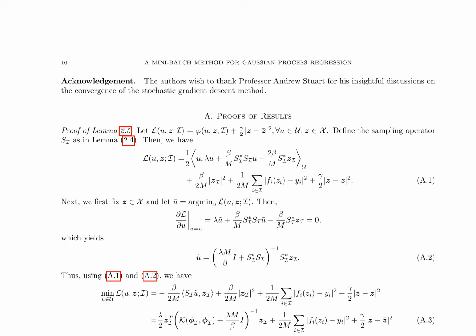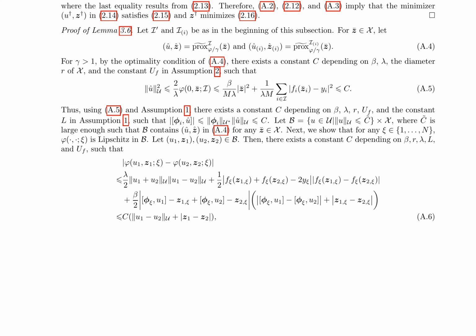The paper also includes a detailed proof of key lemmas, such as lemma 2.5 and lemma 3.6, which are crucial for establishing the convergence properties of the mini-batch method. These proofs involve showing that the objective function is Lipschitz in a bounded set, and that the minimizer of the objective function satisfies certain conditions.